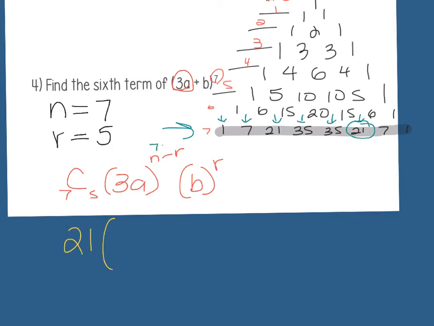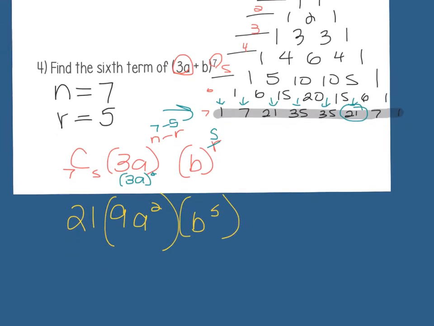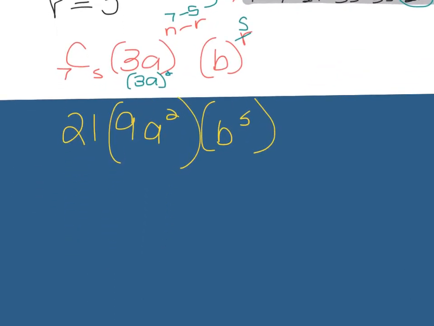N minus r would be 7 minus 5. So that would be 3a to the second, which is 9a squared. And then r here is 5, so this is b to the 5th. And then multiply it out, and I get 189a squared b to the 5th.